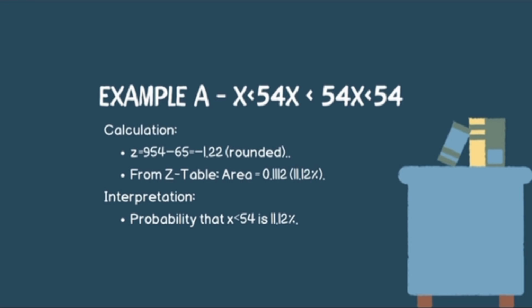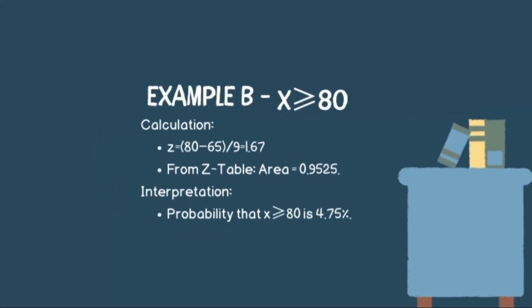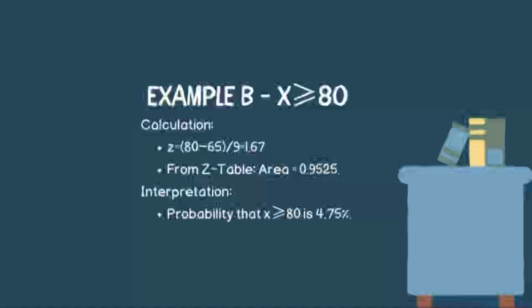A z-score of negative 1.22 is 0.1112. So, in this normal curve, for z equals negative 1.22, the area on the left here is 0.1112 as seen on the table. Therefore, the probability that x is less than 54 is the probability that z is less than negative 1.22, which gives 0.1112 or 11.12%.